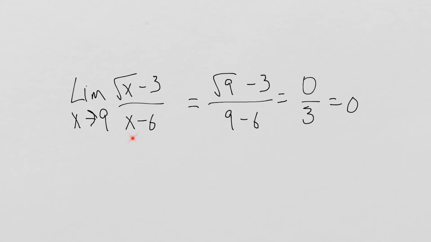So make sure that you can hop it, or you can use limit techniques, or it's worth it before you go and do a bunch of work. Because this one, I can just plug in the value. I get 0 over 3. What's that? It's 0.